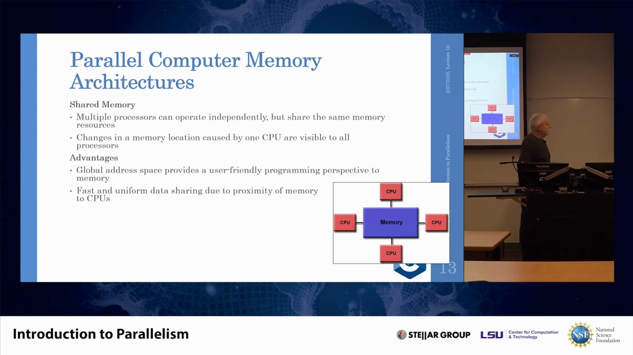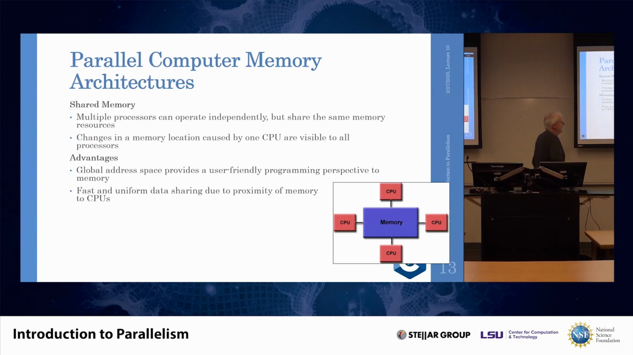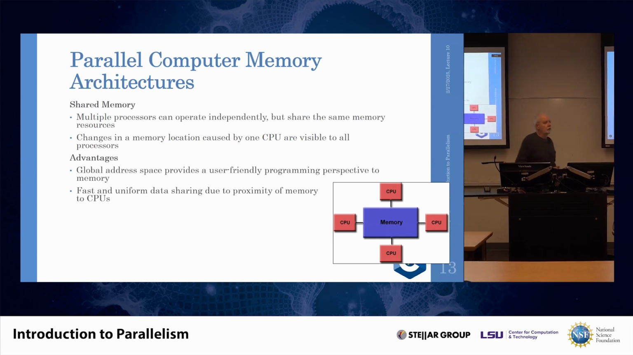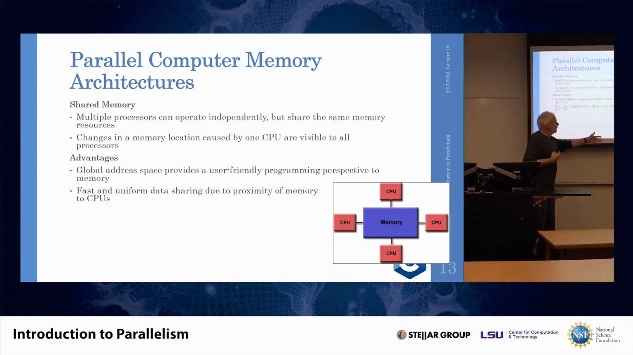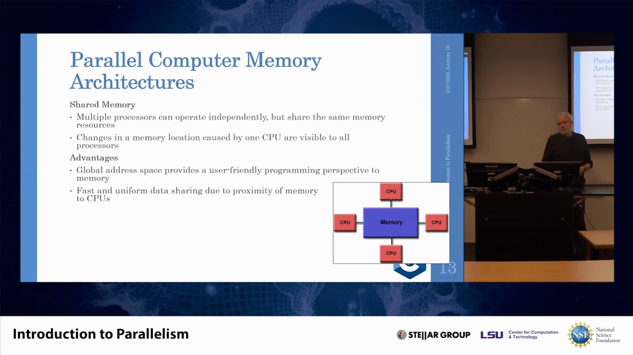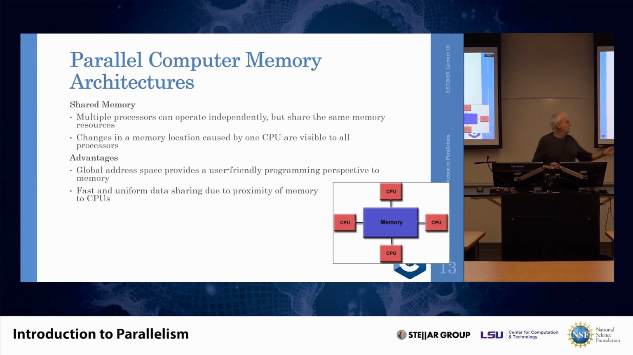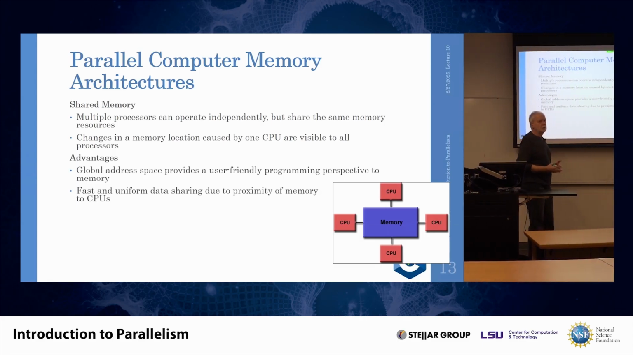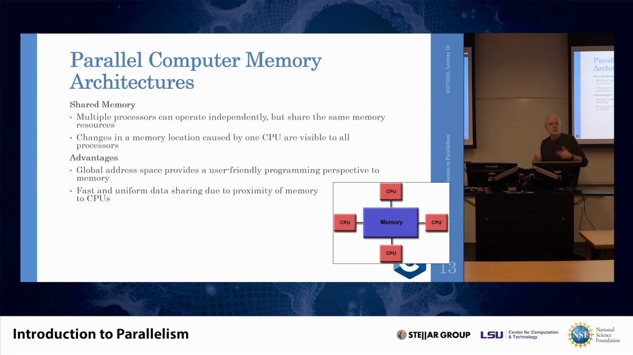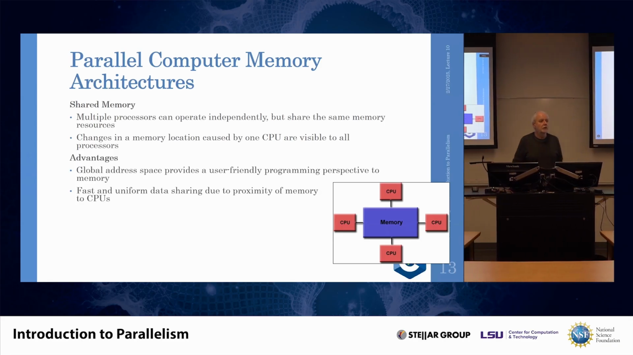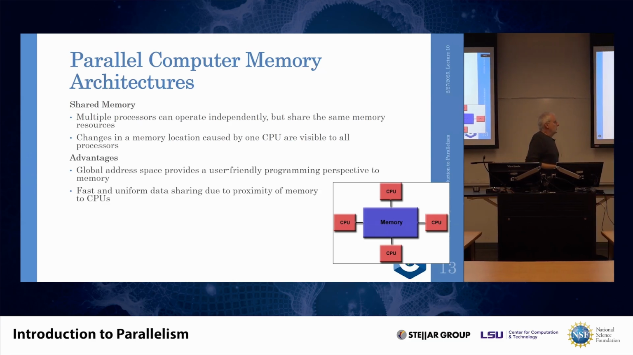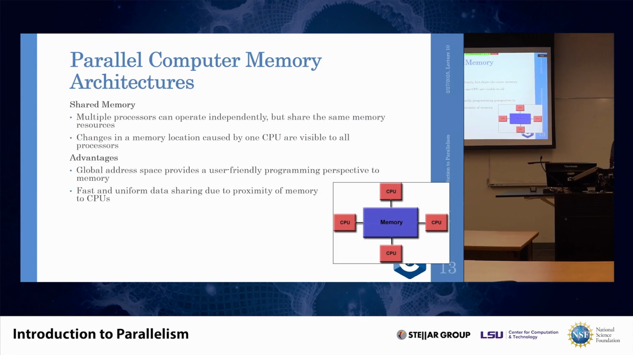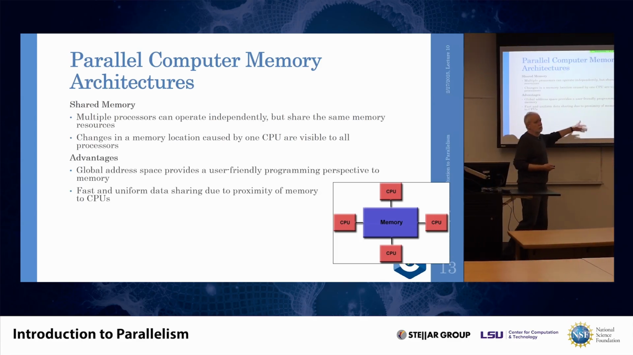That has the advantage that you have one address space for all the CPUs that provides a user-friendly programming perspective, right? You run one process on the four CPUs. You possibly have 4 threads, and these 4 threads, or whatever threads are running on these CPUs, share the same memory. You don't have to do any special communication. You just work within the same address space. So it's fast and uniform in terms of data sharing because everything is kind of very close to the CPUs.